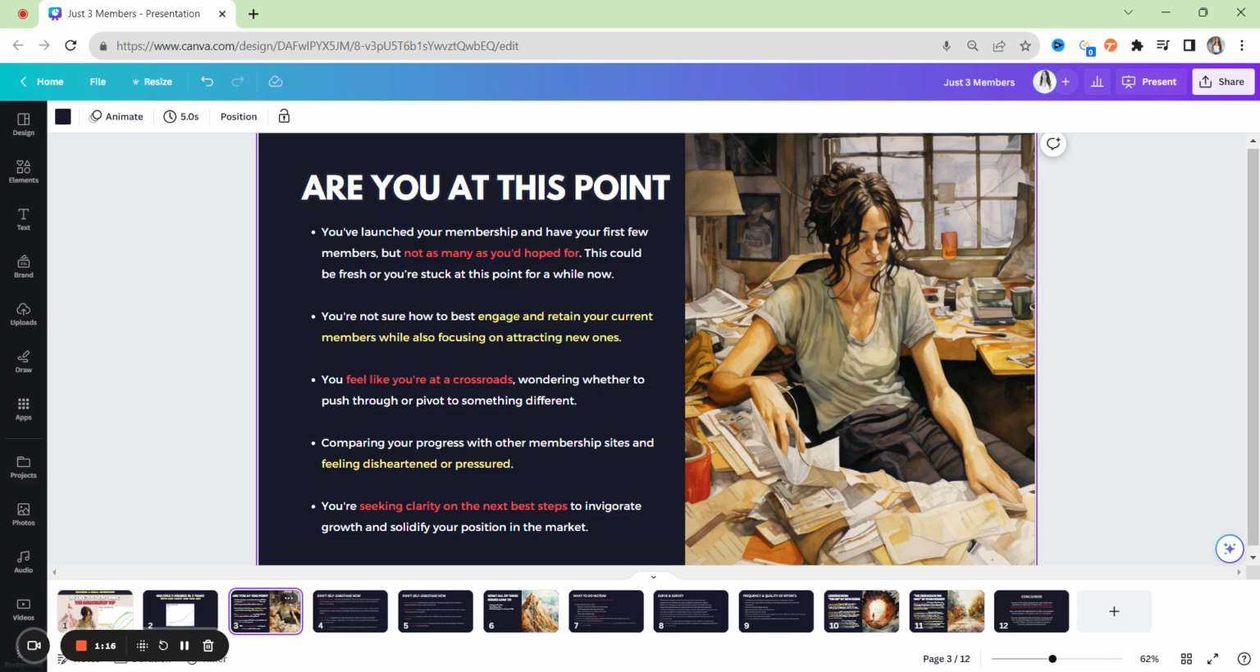in your member count. You're not sure how to best engage and retain your current members while also focusing on attracting new members. You feel a little bit at a crossroad and you wonder whether to push or to pivot to something else. You're comparing your progress with other membership sites and you're feeling a little bit disheartened and pressured at this point. And all you want is clarity on the next steps and to figure out how you can get this membership to grow and really solidify your position in the market.